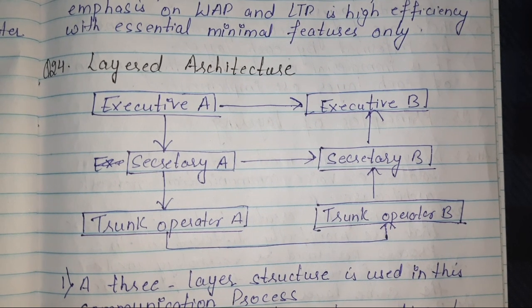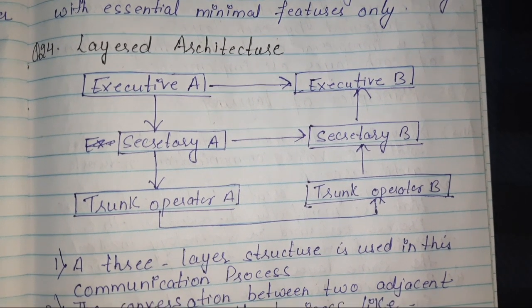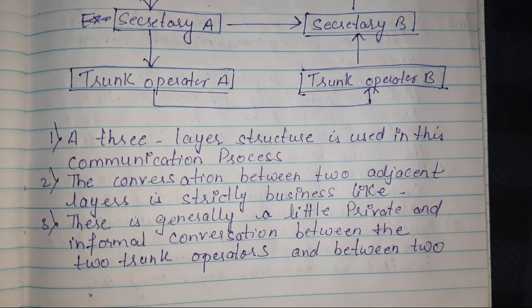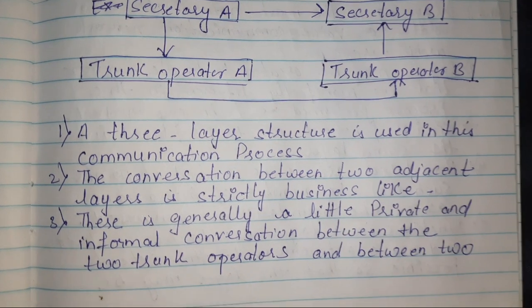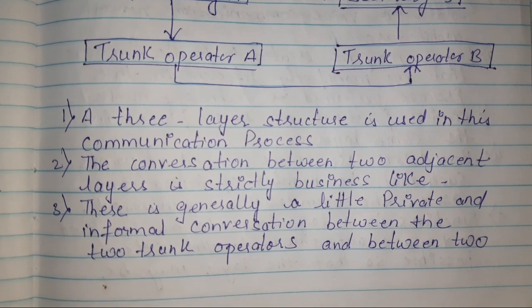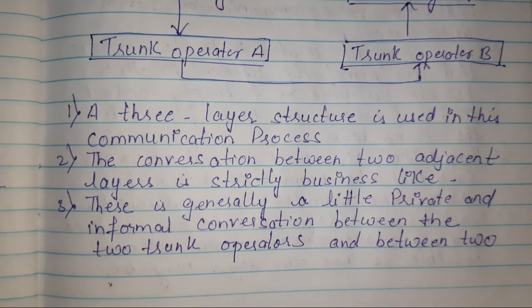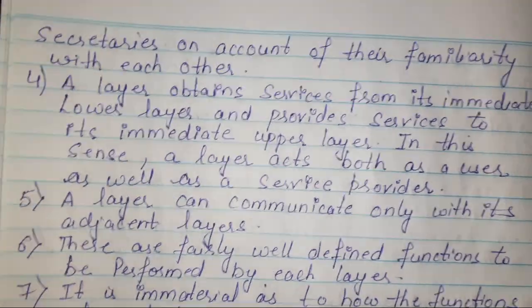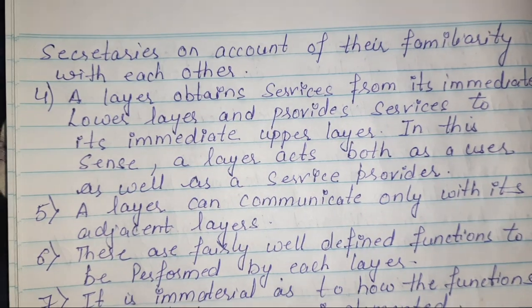Question number 24, layer architecture. A 3-layer structure is used in the communication process. The conversation between two adjacent layers is strictly business-like. There is, in general, a little private and informal conversation between the two trunk operators and between two secretaries on account of their familiarity with each other.